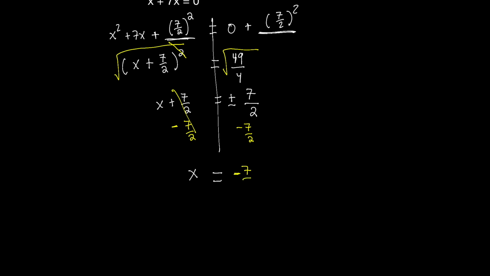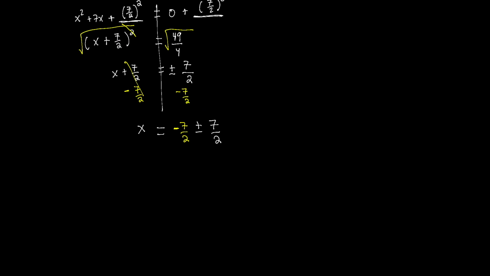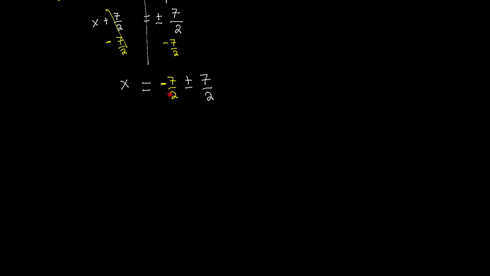here we're going to get negative 7 over 2 plus or minus 7 over 2. And we can simplify these answers. So let me go ahead and split them up. We have negative 7 over 2 plus 7 over 2. And we have negative 7 over 2 minus 7 over 2.